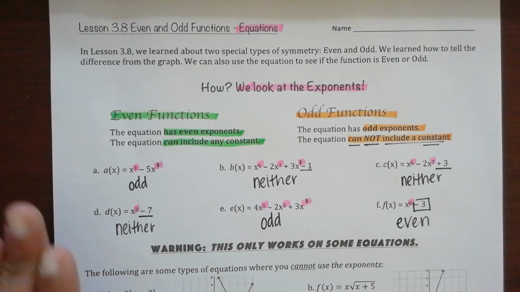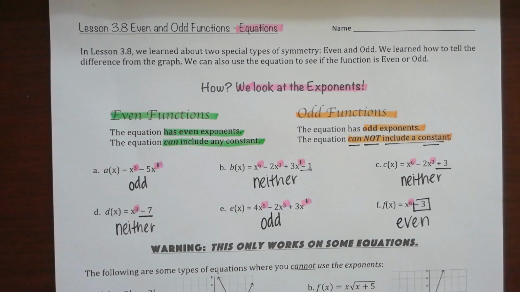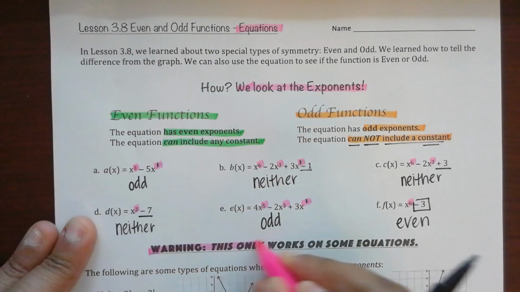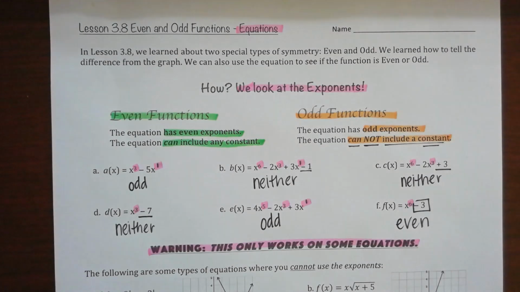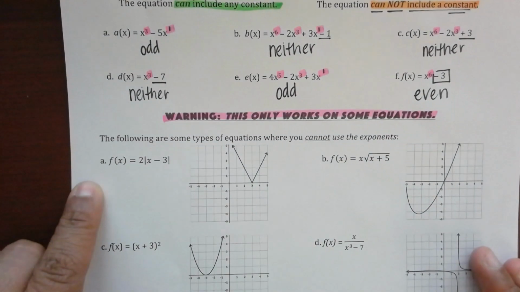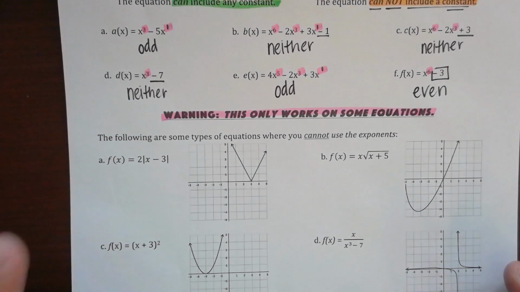Any questions on these top 6 questions here? Everybody good? Warning, this only works on some equations. The reason why it might not work on some equations is because there are grouping symbols, whether it be a parentheses, a square root, an absolute value, or a rational bar, meaning a big fraction bar. Okay? So, let me see if I can get this minimized out of the way. There we go. So looking at letter A, this is where we cannot use exponents.